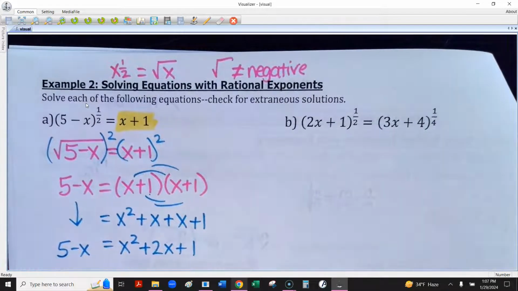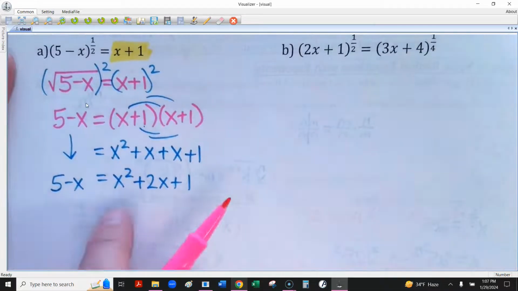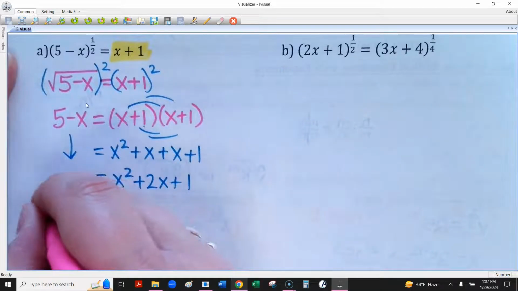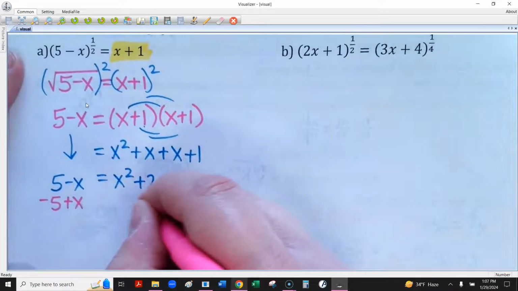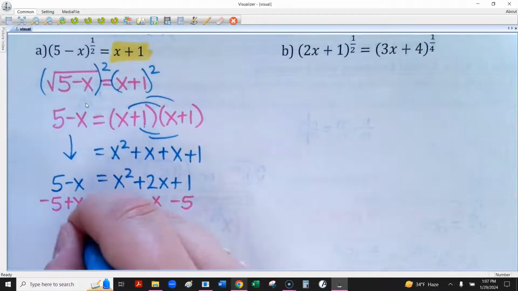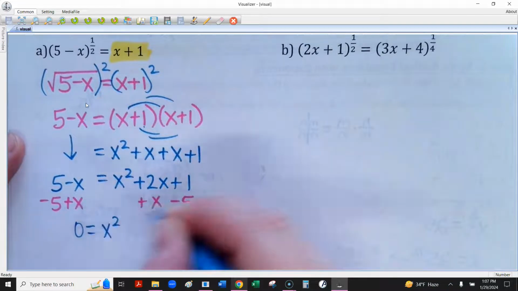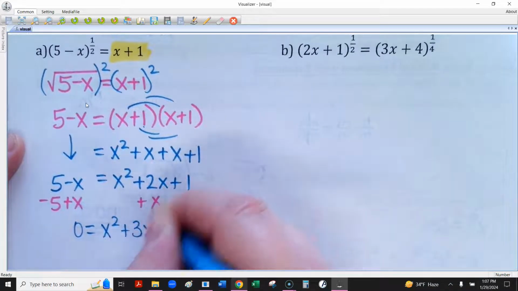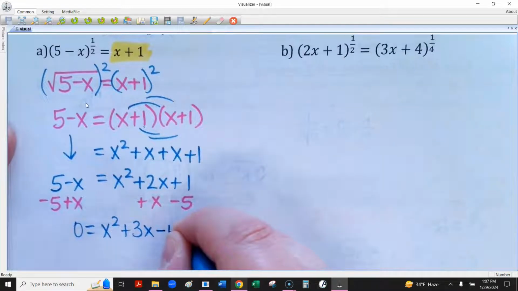This is going to end up being a quadratic. So I want to go ahead, set this equal to 0. If you want to factor, make sure you keep your squared term positive. To do that, I'm going to subtract 5 and add x to both sides. I'm going to add x, subtract 5. So I'm going to get 0. That's the goal. You want to set it equal to 0. X squared plus 3x, 2x's and 1x, and then 1 minus 5 would be negative 4.